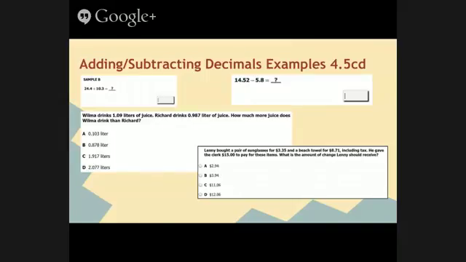Down here, this is the one I was just talking about, where they might give them an amount. They bought a couple of different items, so this would be a multi-step problem. It says Lenny bought a pair of sunglasses for 335 and a beach towel for 871, including tax.